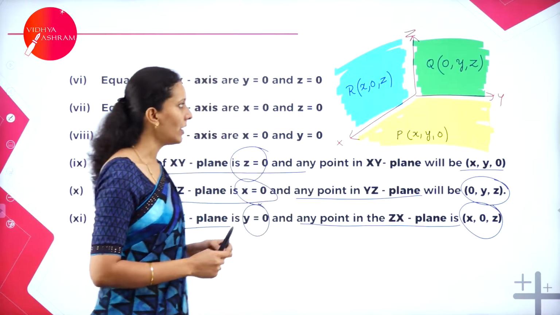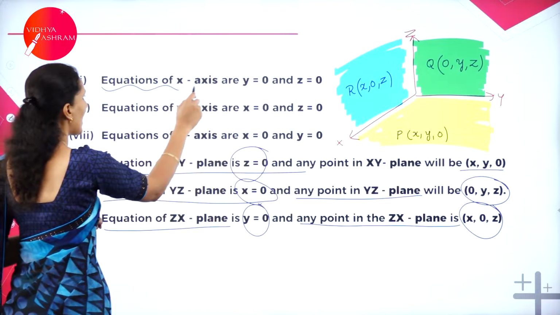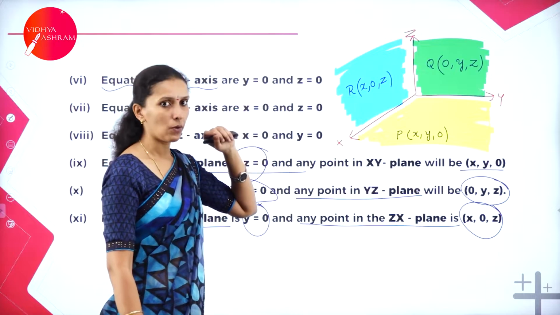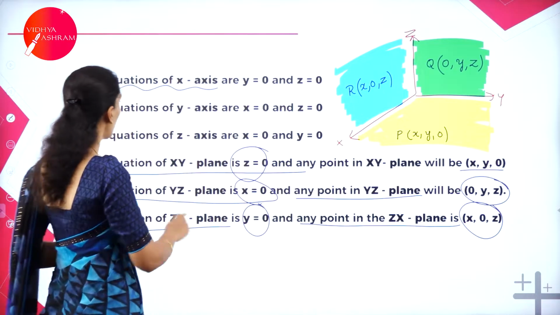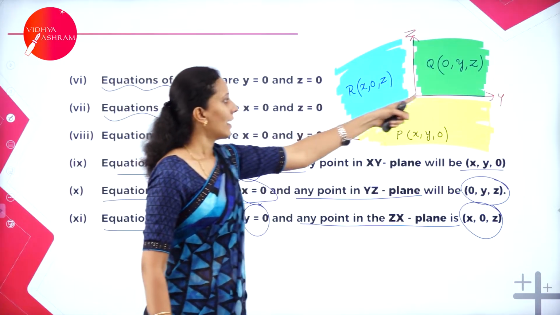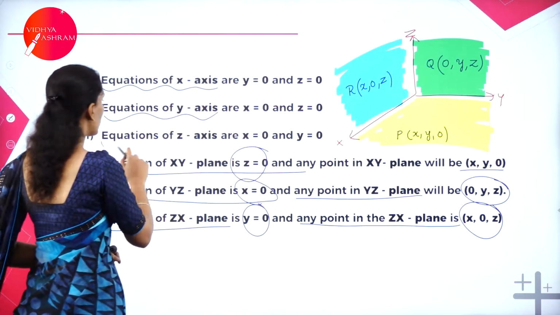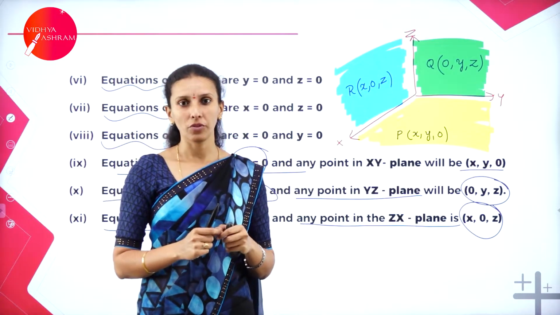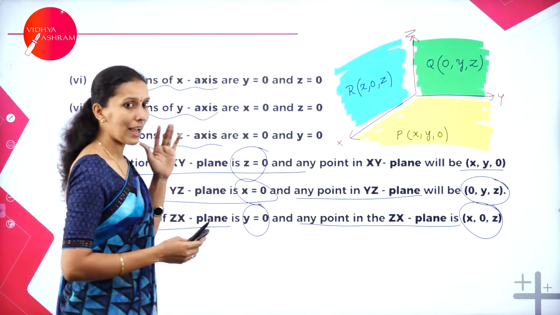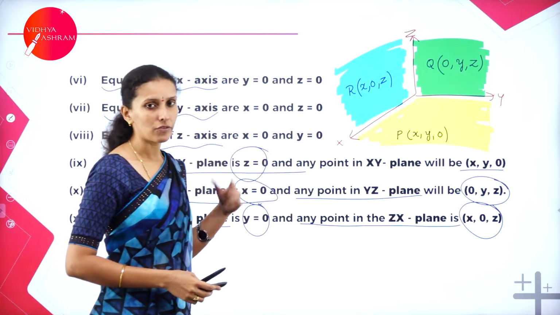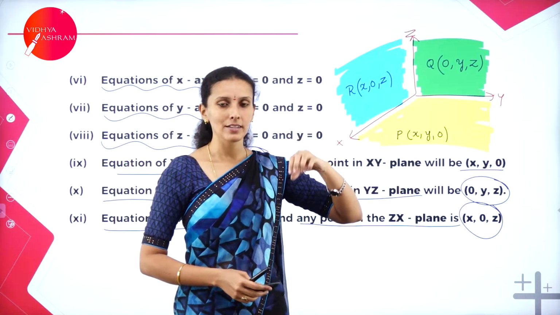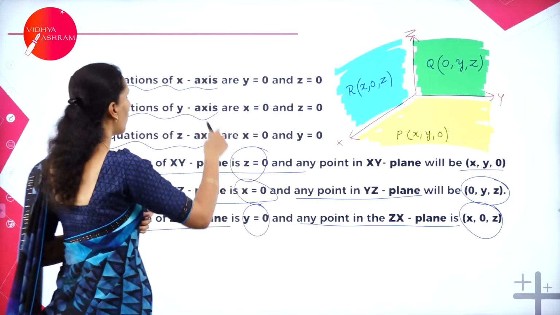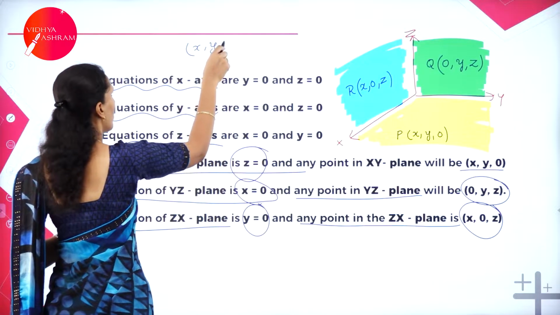On the other hand, if you take the equation of the x-axis, it is y is equal to 0 and z is equal to 0, because both are 0. The equation of the y-axis is x is 0, z is 0. The equation of the z-axis is x is 0, y is 0. These are the things you have to remember. Any other point not lying on any of the planes, if the distances of the x, y, z values are defined, is written in the form of the triplet x, y, z.